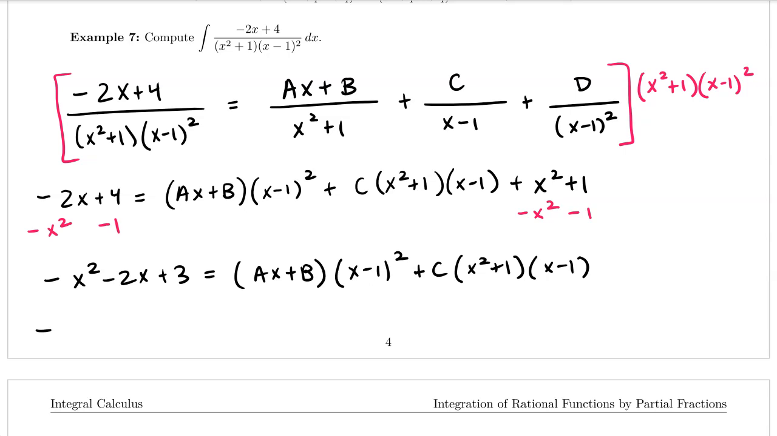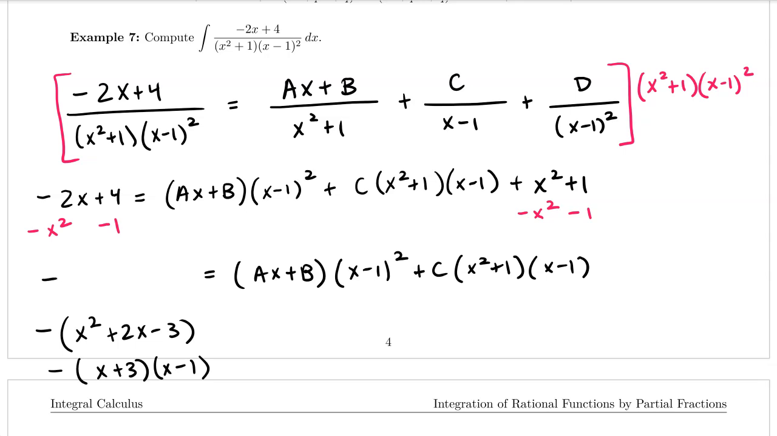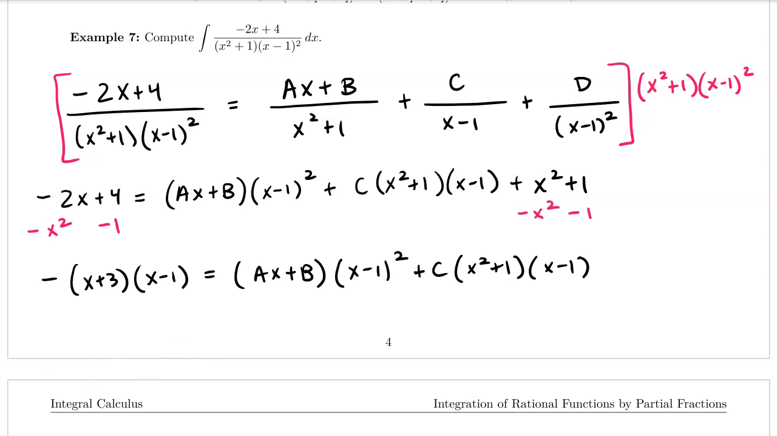I'm also on the left-hand side going to factor out a negative sign, and if I do that, here is what I get. And then inside my parentheses, I'm going to factor that as well. So that's going to give me negative x plus 3, and then x minus 1. So I'm going to copy that up here. Why is that helpful? Well, my goal is to solve for capital A, capital B, and capital C.